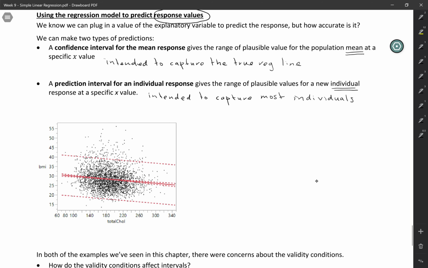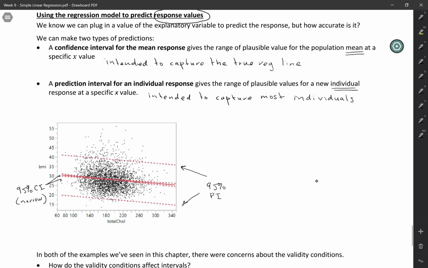So earlier when we talked about sampling distributions, we talked about how the means are much less variable than individuals. And so looking at this graph, this inner line here, the narrow one, that's the 95% confidence interval. Because we have a really large sample size here, we can be pretty precise about estimating the mean. The wider one here would be the 95% prediction interval. This one has to be a lot wider because we're trying to capture individuals.